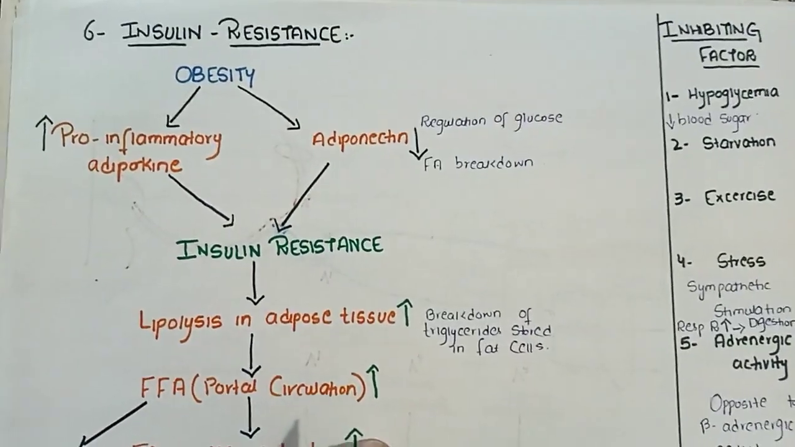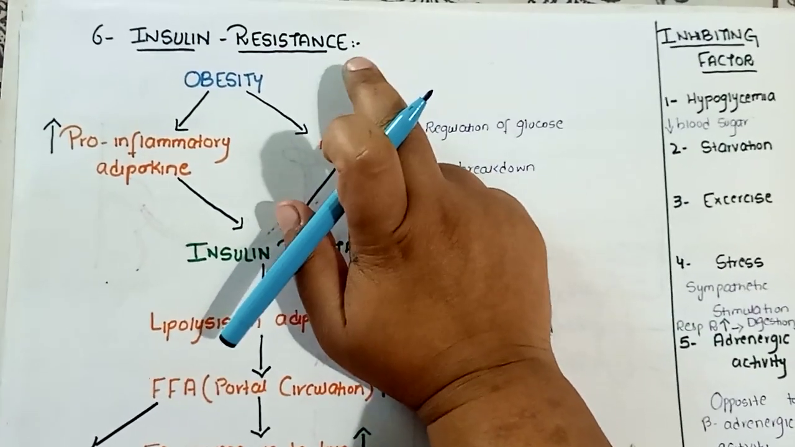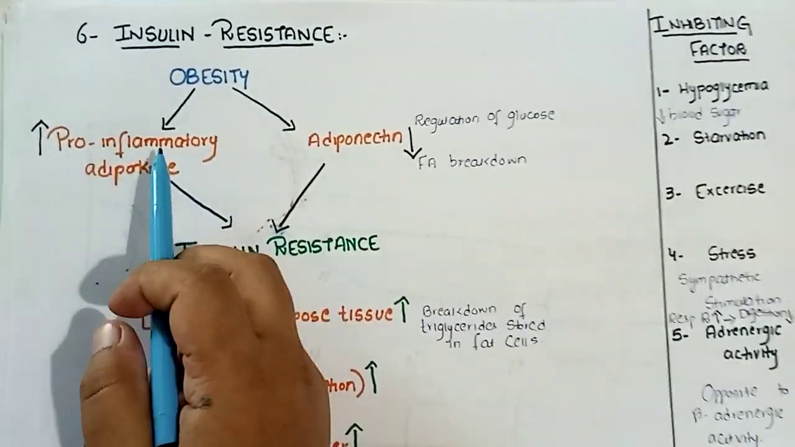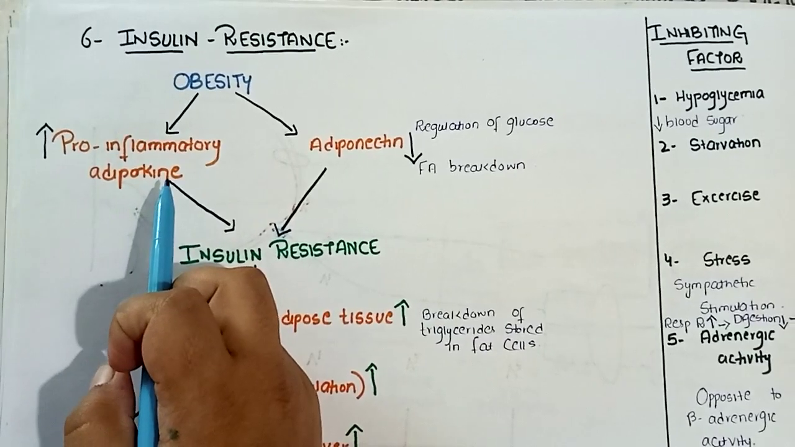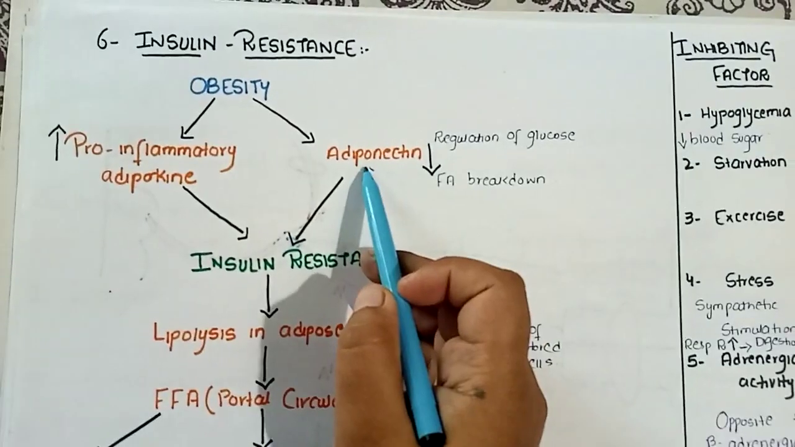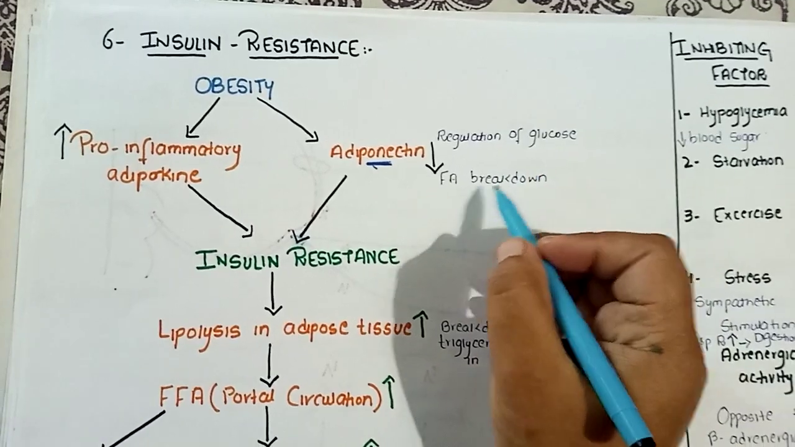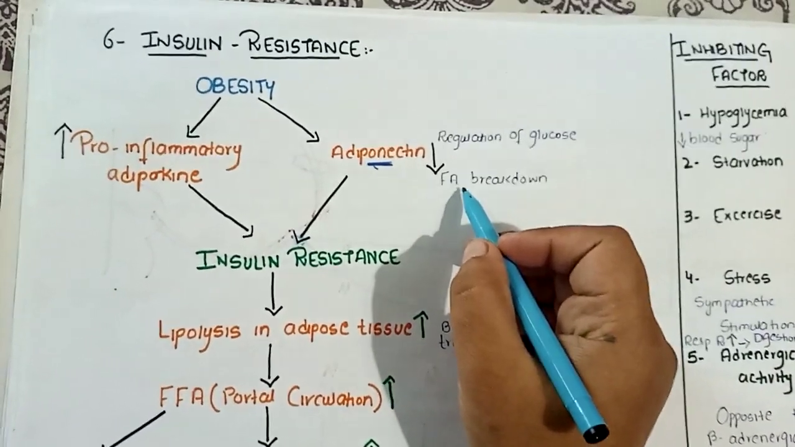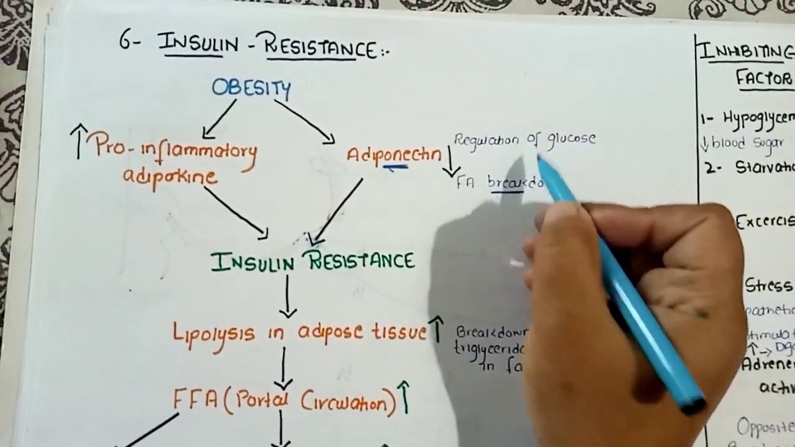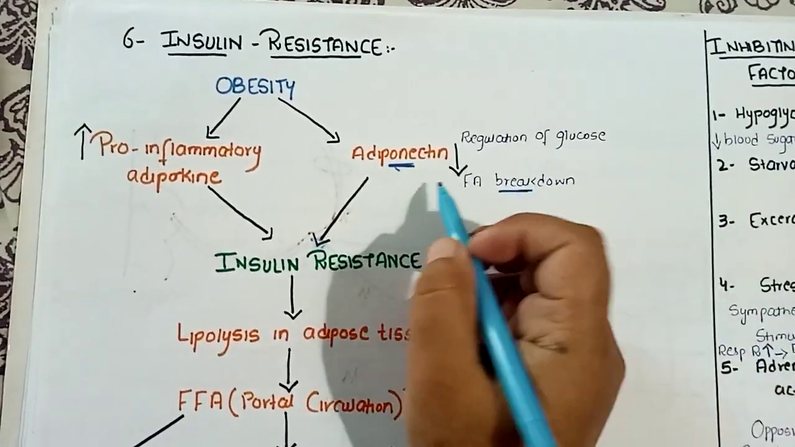The final stimulating factor is most important, the insulin resistance, which causes obesity. Basically, this is caused by the increase in the concentration of pro-inflammatory adipokines, and a decrease in the concentration of adiponectin. This substance is involved in the regulation of glucose within our body, and fatty acid breakdown. And when there is a decreased concentration of adiponectin, then these two roles will not be played by the adiponectin.